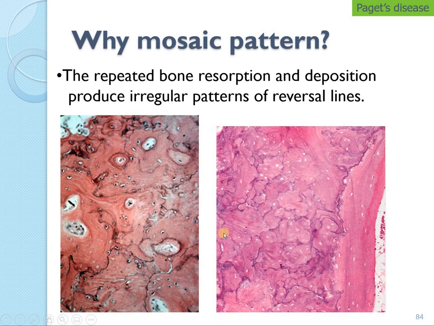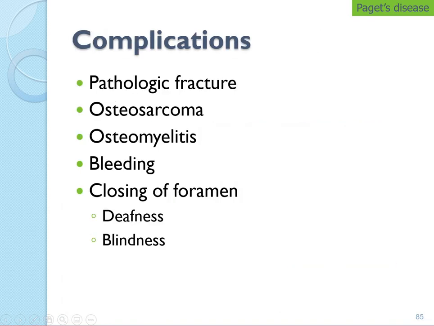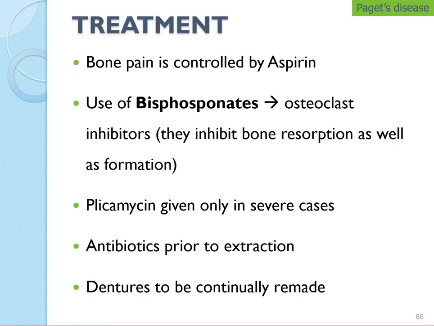As you can see here, the typical mosaic pattern of the bone is seen, and the bone is pretty dense without much marrow spaces. This makes the bone less resilient, leading to pathological fracture. Radiation of this kind of bone may lead to development of malignancy in the form of osteosarcoma. Also, the bone may be more prone to osteomyelitis and bleeding. The closure of the foramina may lead to constriction of certain cranial nerves, leading to deafness as well as blindness.